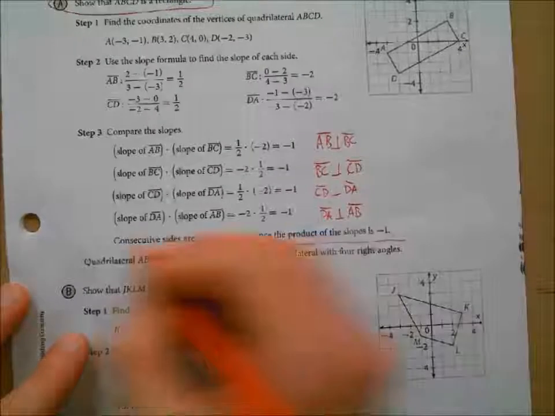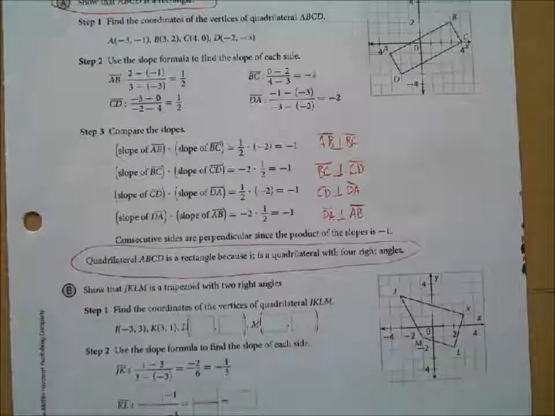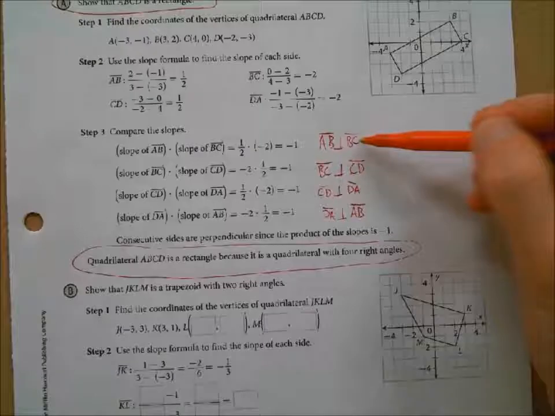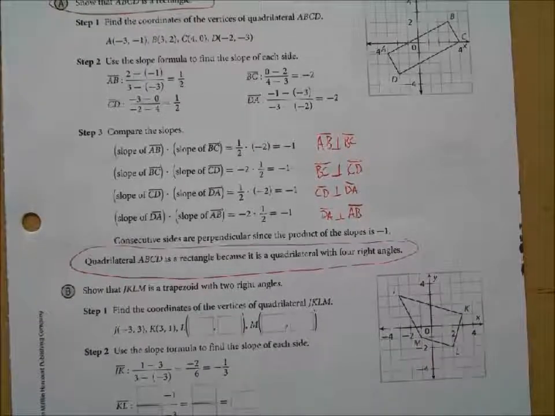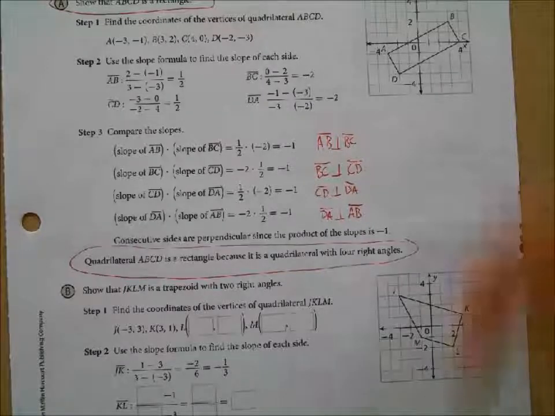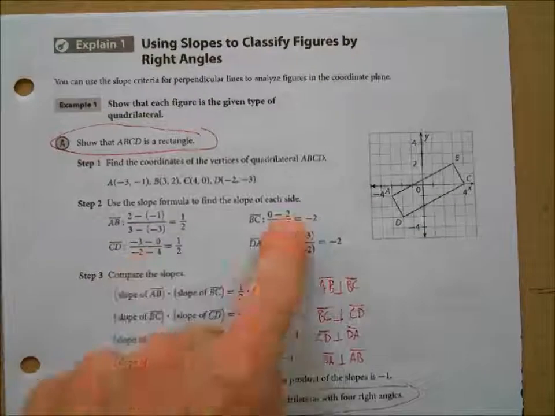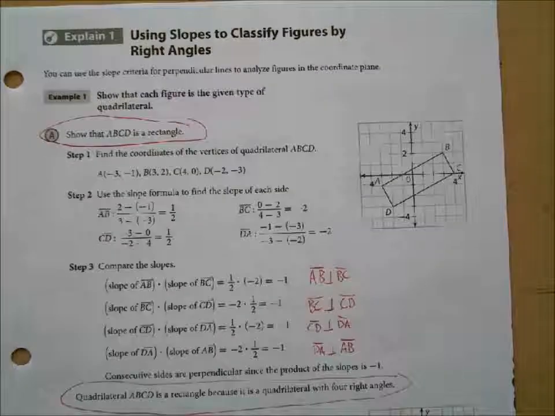And so there's the concluding statement we could say there: Quadrilateral ABCD is a rectangle because it is a quadrilateral with four right angles. So we had to show that all four of those angles are right angles. This is one way to show a rectangle, just by comparing the slopes. It's kind of intense, right? Four calculations you've got to do, four slopes. But of course, do we need to use the slope formula when we're finding those slopes? No, you can just count them.